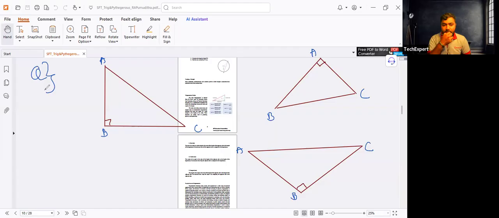Then write a question: Find the correct sides of the following triangles. Then draw these three triangles and find them quickly.